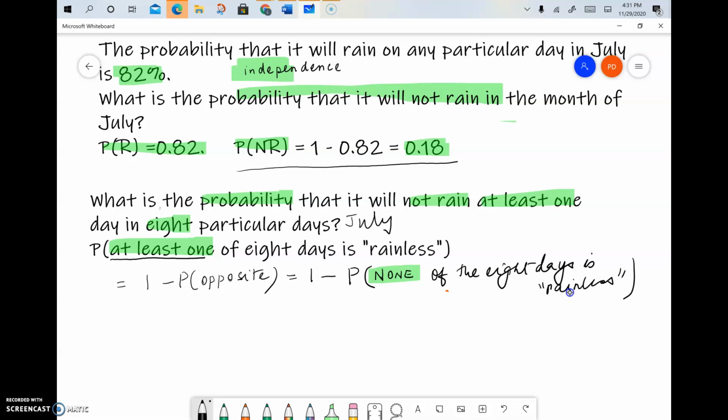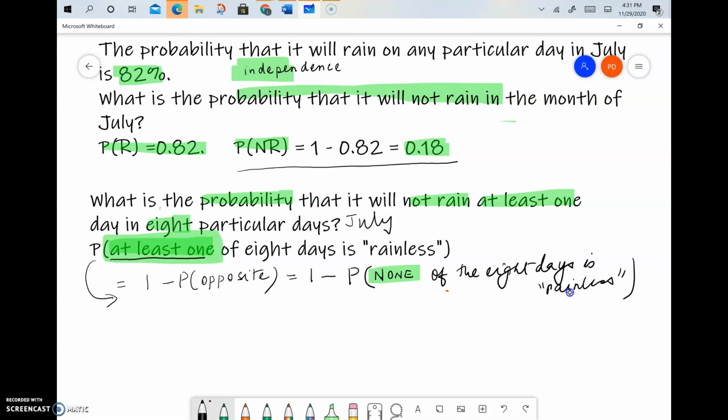The probability that at least one of the 8 days is rainless is equal to 1 minus the probability of the opposite. If you see "at least one" in any of the questions, just remember to use this rule: 1 minus the probability of the opposite. What is the opposite of at least one of the 8 days being rainless? The opposite is that it rains every single day in those 8 days.